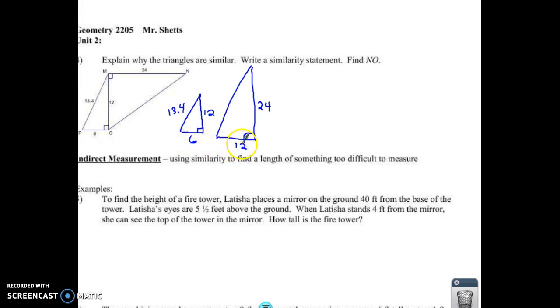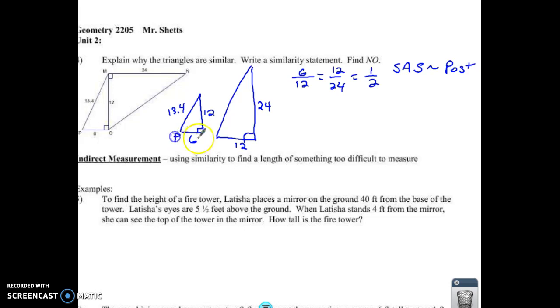I have 6 over 12. I must check those sides. And then this 12 over 24. Guess what? They reduce to the same number, a half. Great. So I know these sides are in proportion. And also I have a right angle. So therefore, by the side angle side similarity postulate, these two triangles are similar.